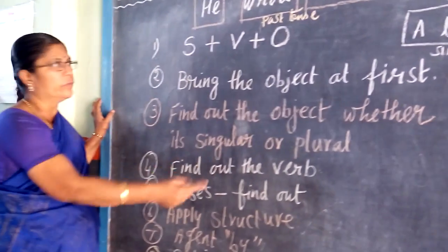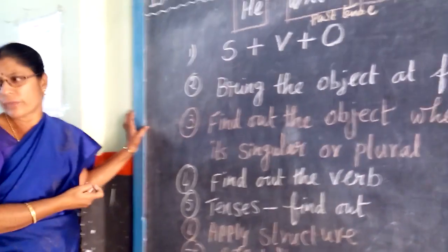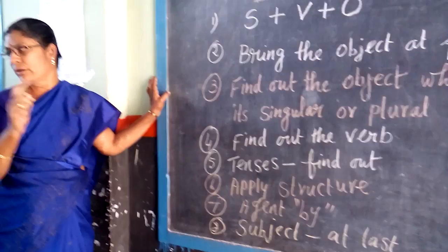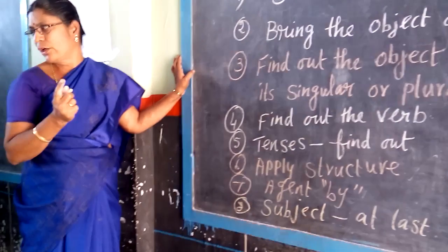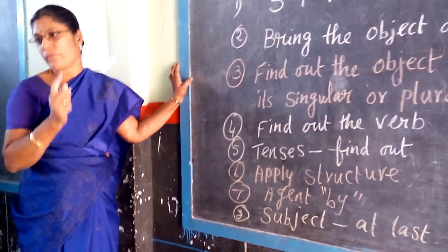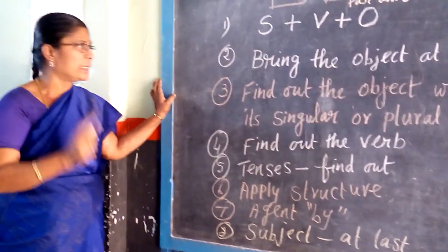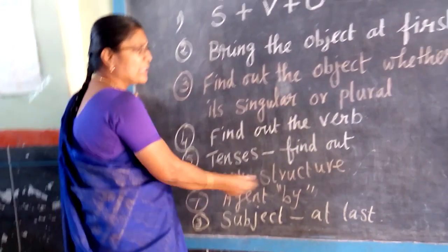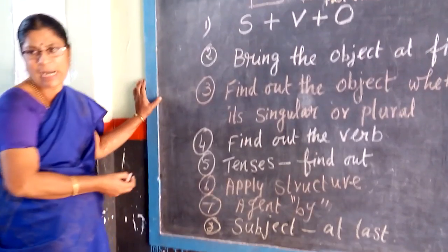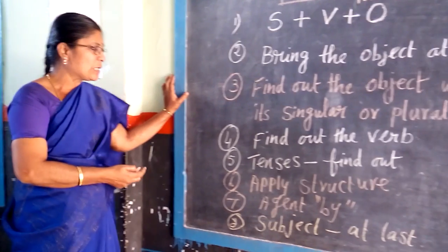Next, find out the verb. After you find out the verb, you have to find out what kind of tense is applied here. Next, apply the structure. You have to write the structure of the passive voice.